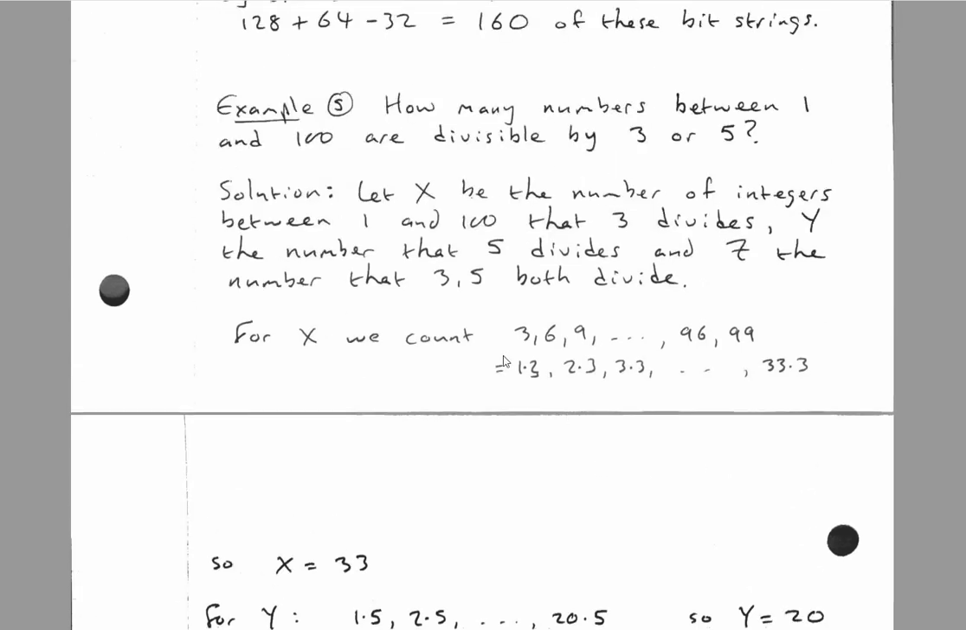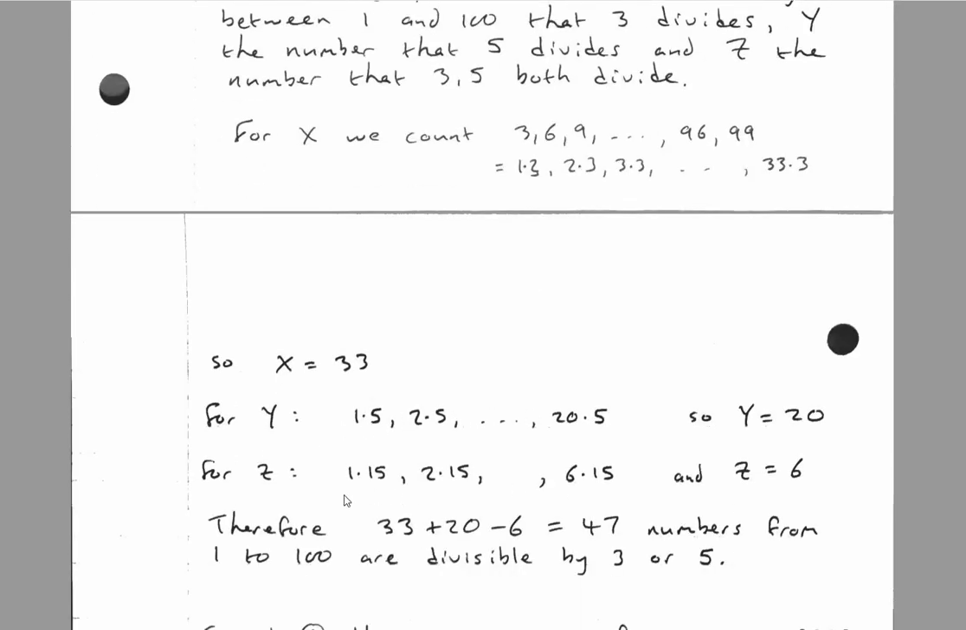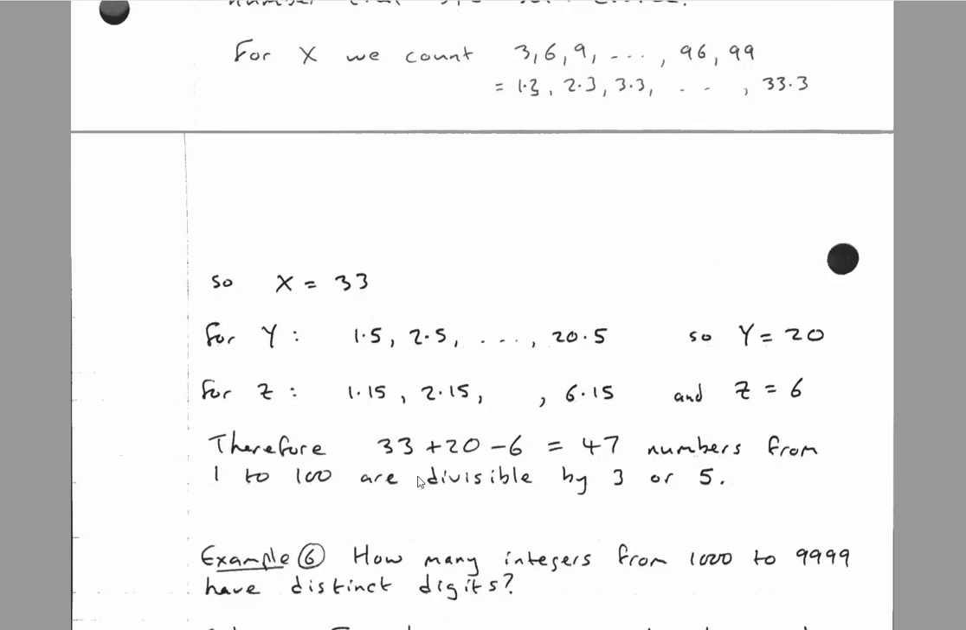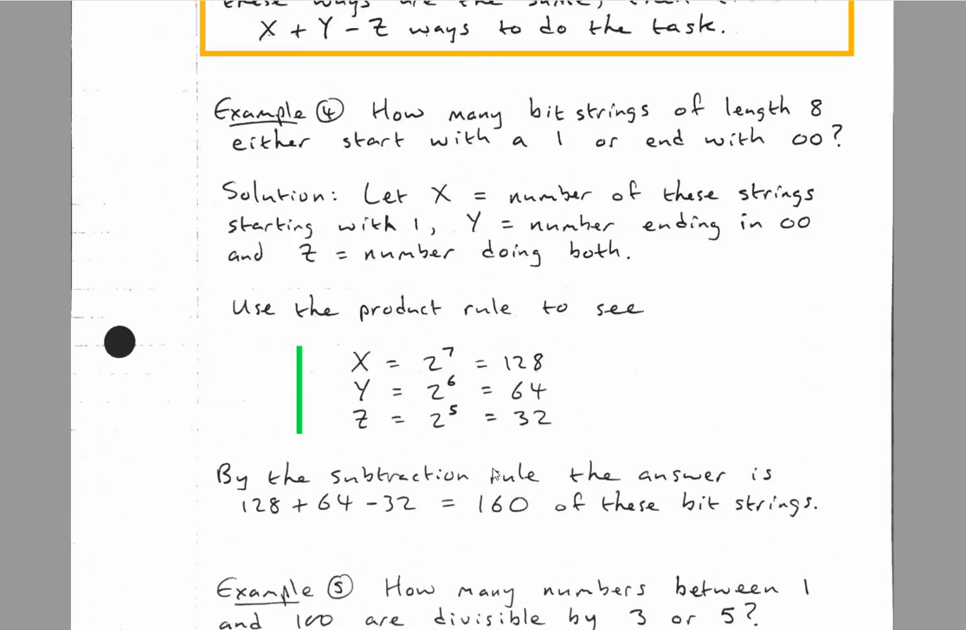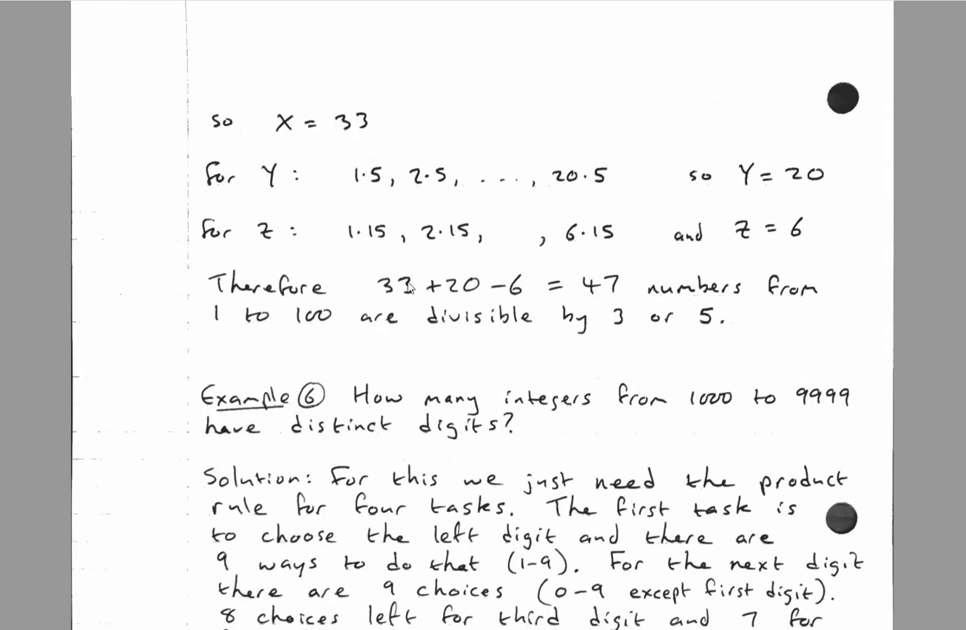So again, we counted the number divisible by 3. We counted the number divisible by 5. We're in this more complicated situation where there can be numbers divisible by 3 and 5, so we counted those. Using the inclusion-exclusion principle, or the subtraction rule, it's the sum minus the intersection.